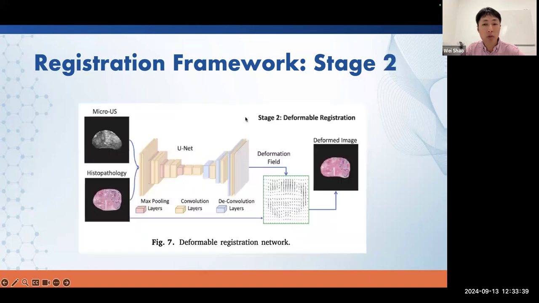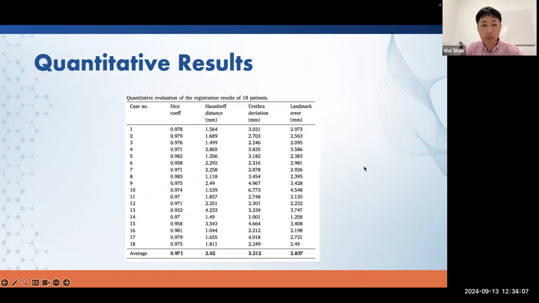So taking this affine transformation as an initialization, we then design a more complex UNet-based registration network to estimate the geometric deformation between those two images. After I have an estimation of the deformation field, I can apply this deformation to deform my histopathology image to have a more accurate alignment between the microultrasound and the deformed image.